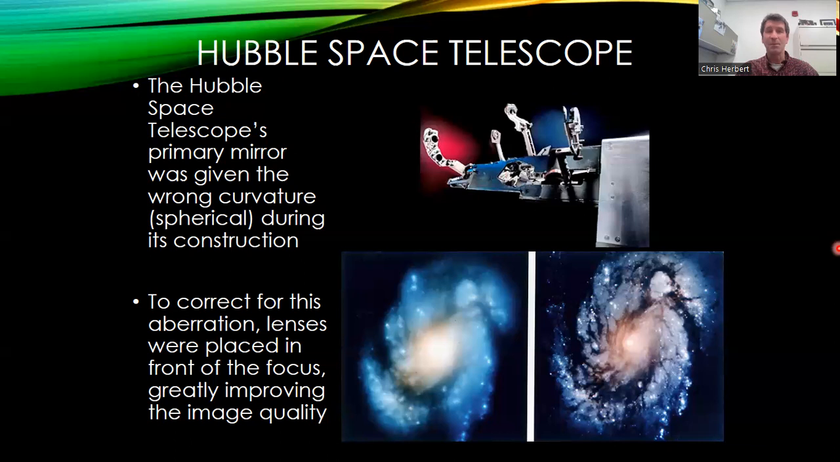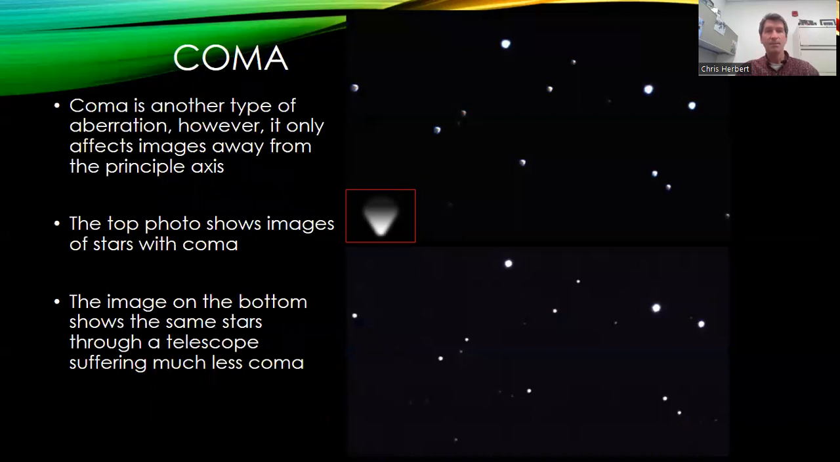Hubble has been a remarkable machine. Coma is another type of aberration.